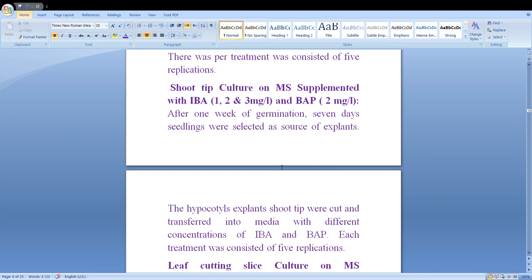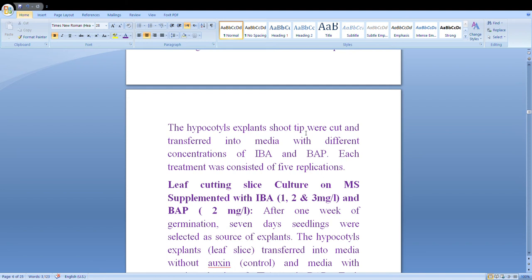Shoot tip culture on MS supplemented with IBA and BAP. After 1 week of germination, 7 days, seedlings were selected as source of explant. The hypocotyl explant shoot tips are cut and transferred into media with different concentrations of IBA and BAP. Each treatment was considered as of five replications.